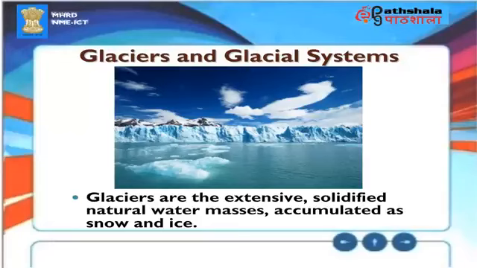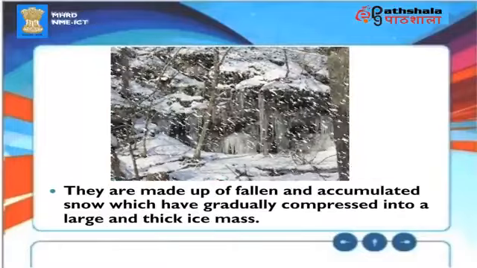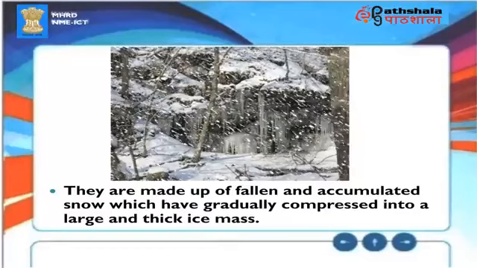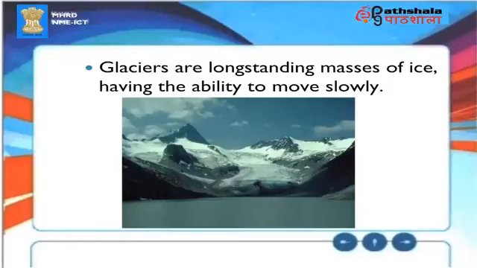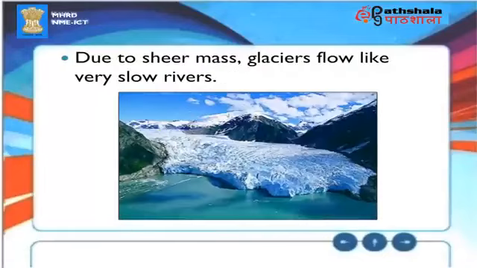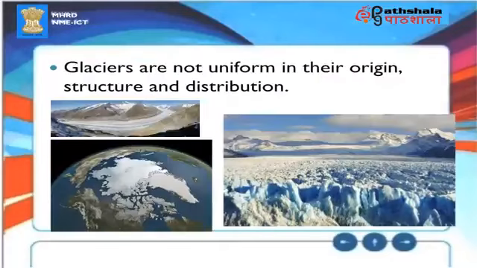Glaciers and glacial systems. Glaciers are the extensive, solidified natural water masses accumulated as snow and ice. They are made up of fallen and accumulated snow which have gradually compressed into a large and thick ice mass. This process might have happened and repeated over several hundred years. Glaciers are long-standing masses of ice having the ability to move slowly. Due to sheer mass, glaciers flow like very slow rivers. Glaciers are not uniform in their origin, structure, and distribution.